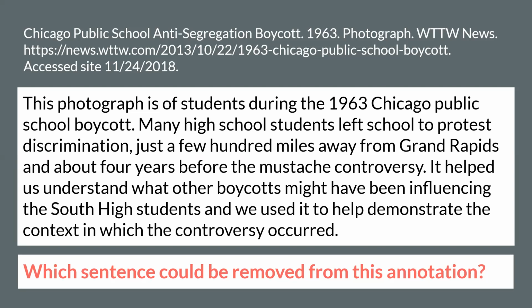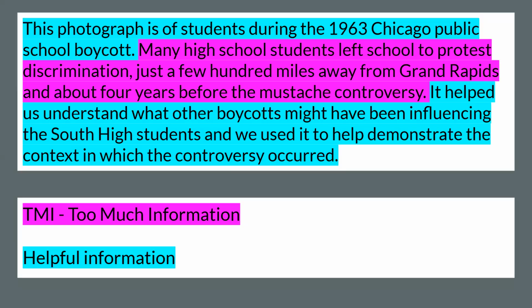And again, yes, it's 3 sentences, so it's technically within the limit, but just because you can doesn't mean you should use those 3 sentences every single time. I would say the second sentence is the one you can get rid of. It's too much information. It's giving information that we don't need to know. We know what it is, right? It's the photograph of the students at the 1963 Chicago boycott. And then it helped us understand what other boycotts might have been influencing the South High students, and we used it to help demonstrate the context. So they explain what it is and what they learned from it, and that's all they need to say. That sentence was extra and they don't need to have it in there.